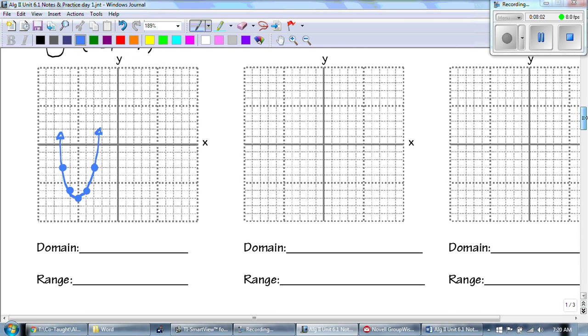Now, our domain for a parabola is negative infinity to positive infinity. And my range, I go to my low. Remember, this is low to high. The lowest point that I go is -7, but then it goes up to positive infinity.